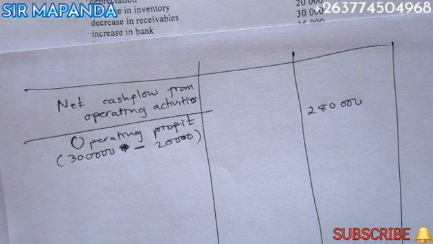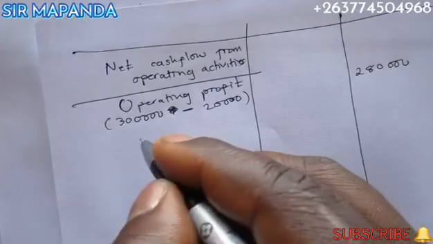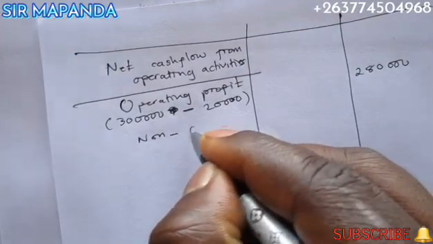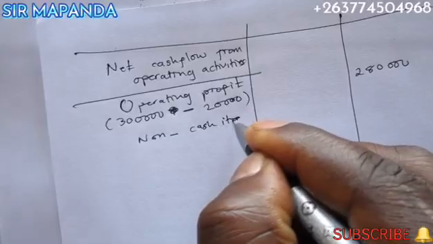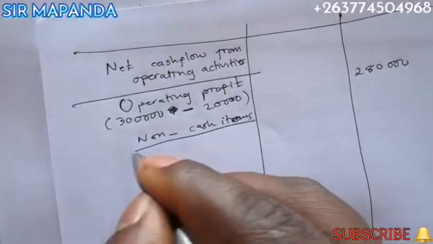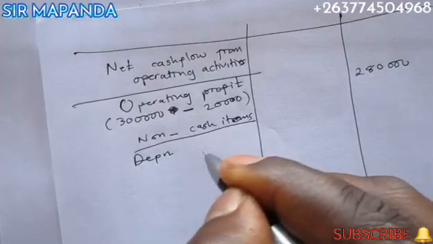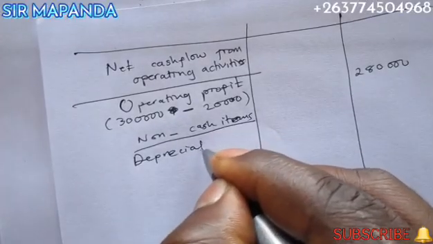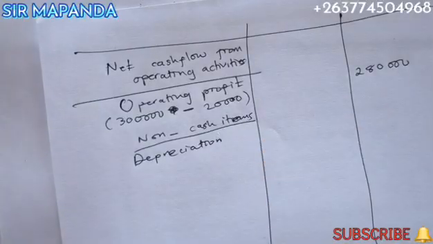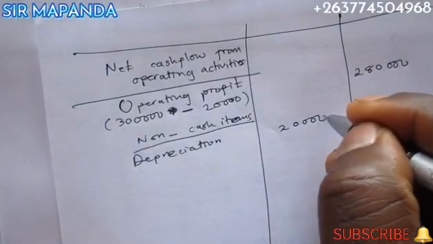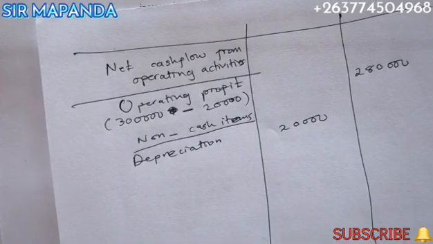So this operating profit is profit before interest, but with depreciation deducted. After that, we move on to the heading non-cash items. On non-cash items, we record depreciation. We also record profit or loss on disposal. Our depreciation, remember, is 20,000. This 20,000 is now posted as a positive, so that we add back the non-cash item which was deducted from our profit.